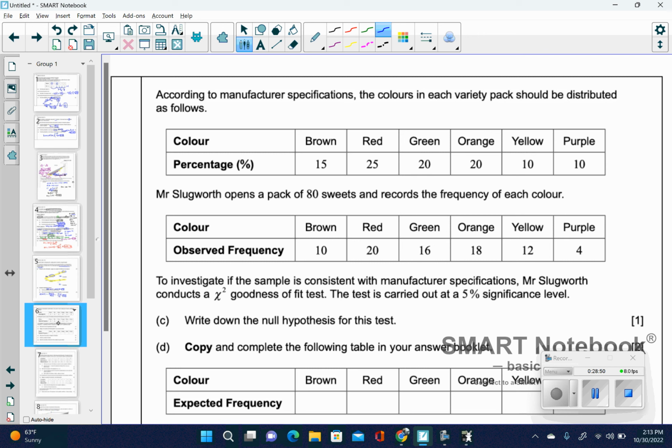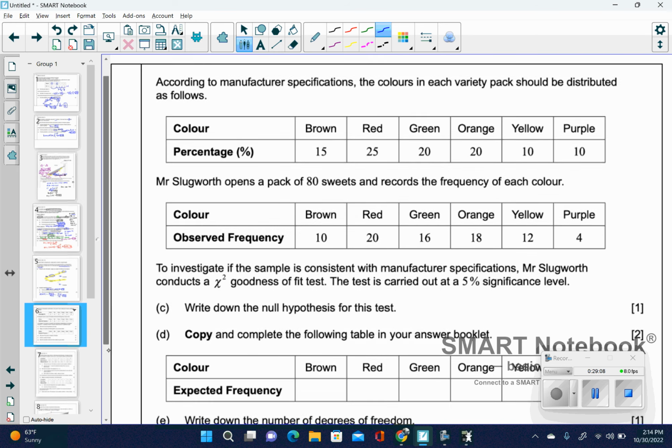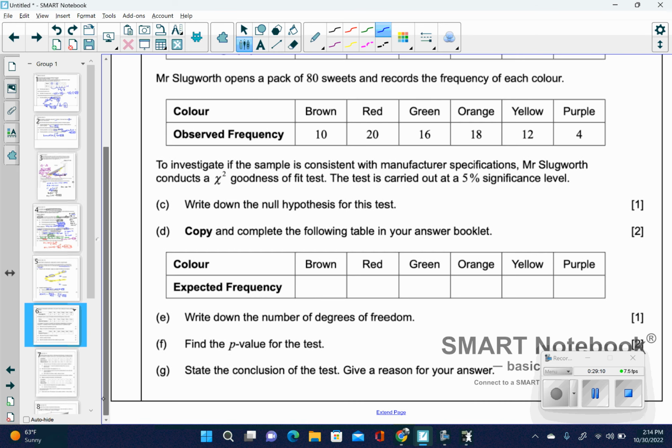Now, according to the manufacturer specifications, the color in each variety pack should be distributed as follows. So this is what the regulations say, and this is what actually happens. So he opens a pack of 80 sweets and records the frequency of each color. This is very good because a lot of you have chi-squared as part of your IAs, so this might be a good refresher. So he's doing a chi-squared goodness of fit test at a 5% significance level, okay?